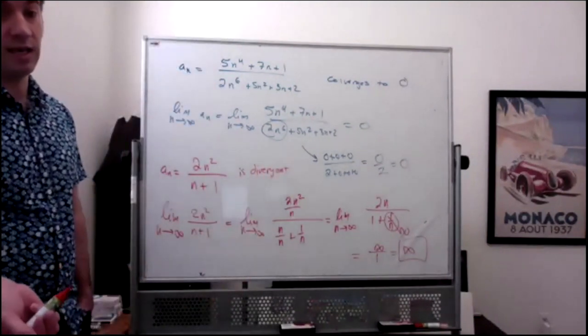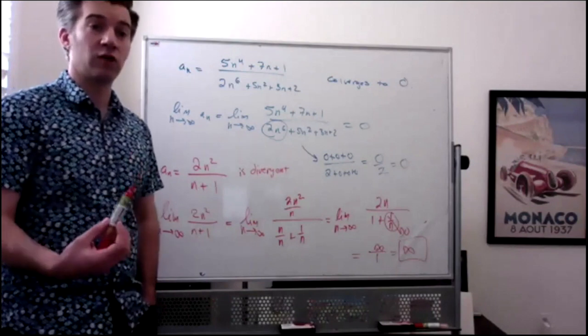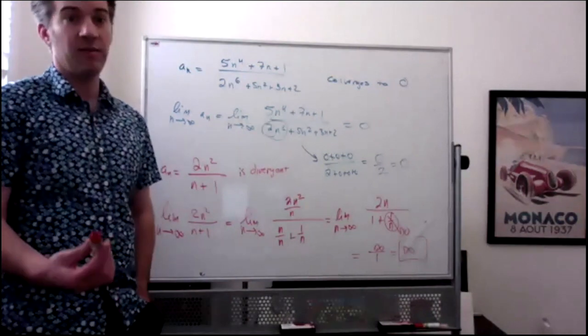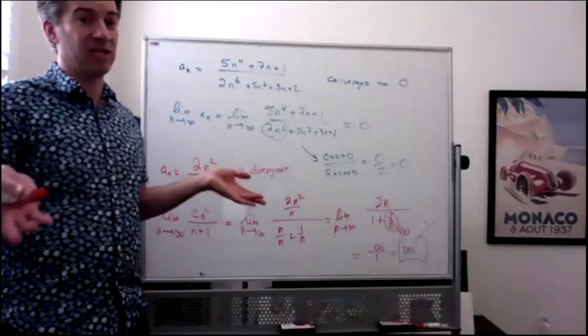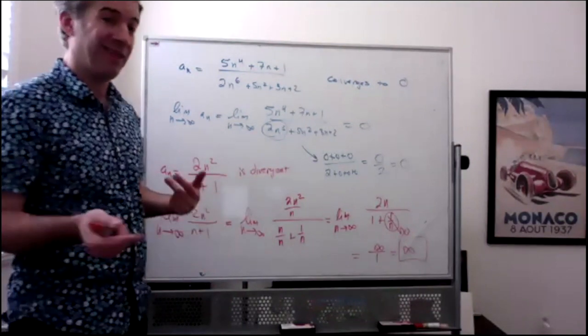Now here you could say specifically that it diverges to infinity. Sometimes things diverge in a way that you can say what they diverge to. Sometimes they just diverge and you can't say anything more than that. Like this next example.